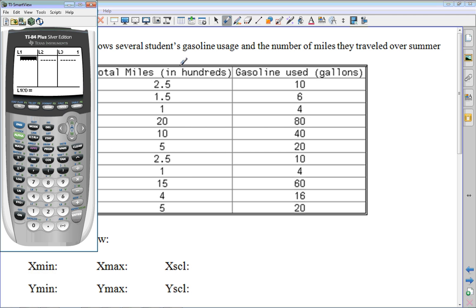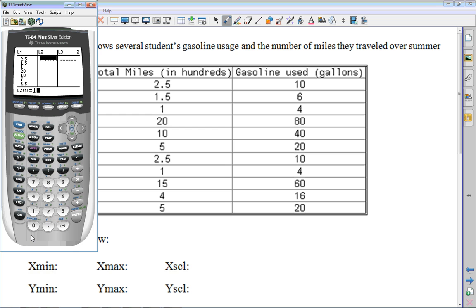And you're going to put the first column into L1. So I'm going to put in there 2.5, enter, 1.5, enter, 1, enter, 20, 10, 5, 2.5, 1, 15, 4, and 5.